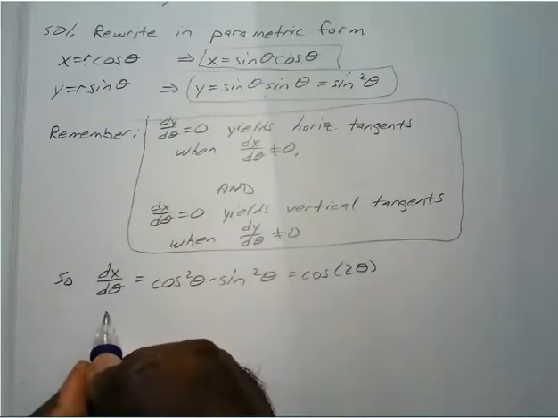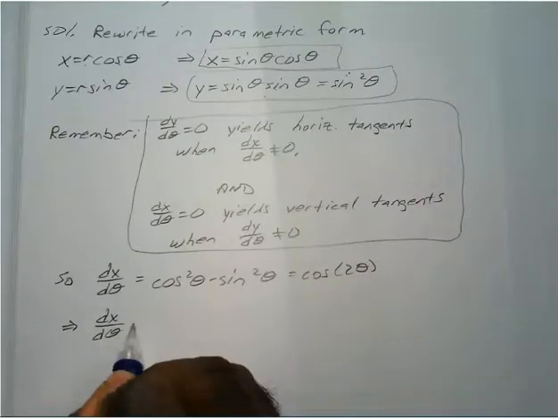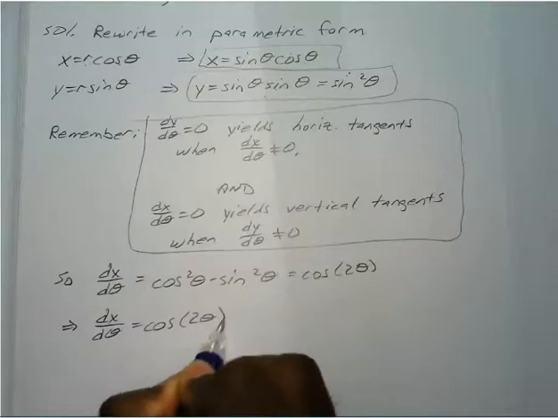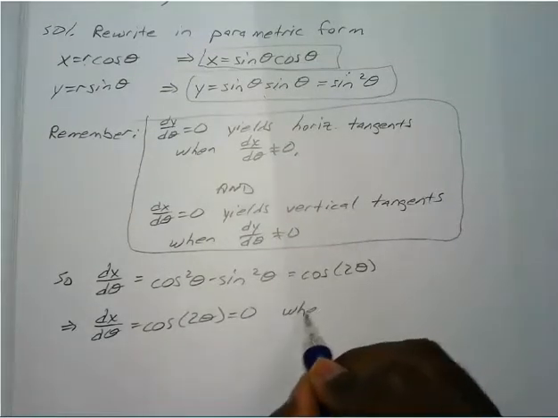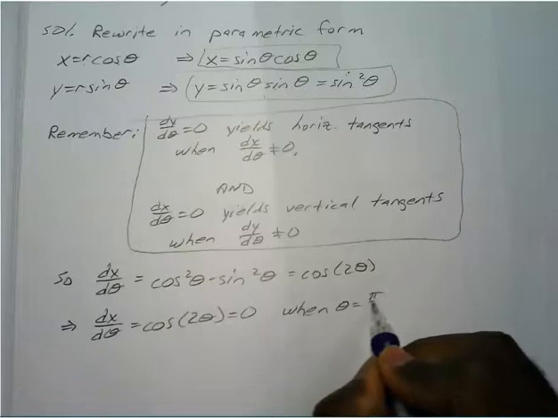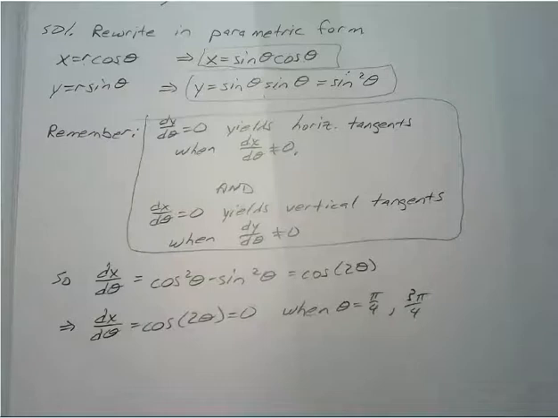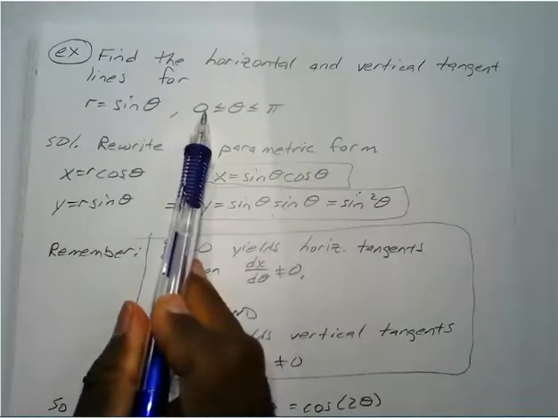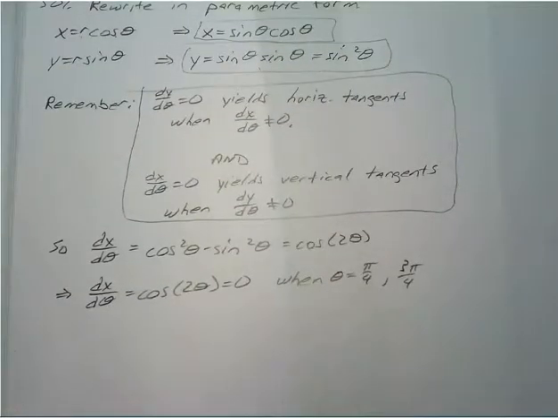Okay, so you want to find out when dx/dθ, which is cosine of 2θ, equals 0. When does that equal 0? Well, it equals 0 when θ is equal to π/4 and 3π/4. Honestly, there are infinitely many more places where that would equal 0, but we have a range to stick to, between 0 and π.